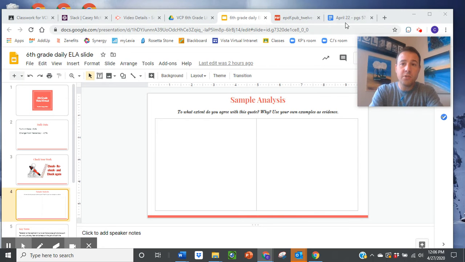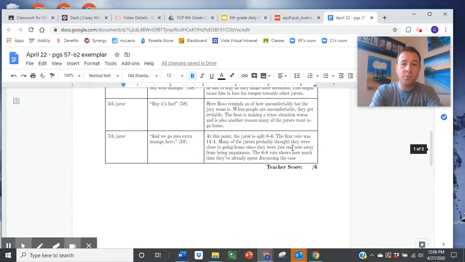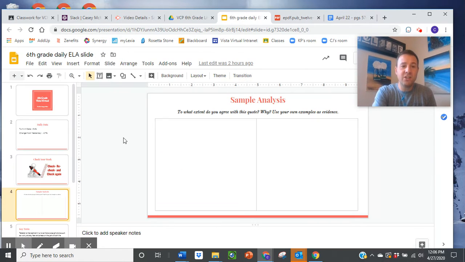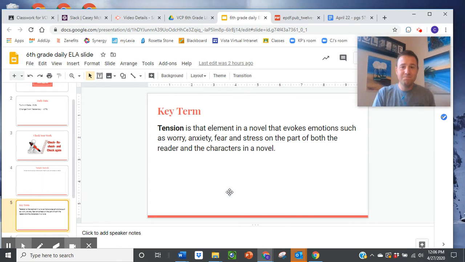And your task on those pages was to really focus in on examples where you see tension, right? Remember, tension is an element in a novel that evokes emotions such as worry, anxiety, fear, or stress. And those are emotions that you could be feeling as you're reading it, or they could be emotions that you can tell the characters are feeling.